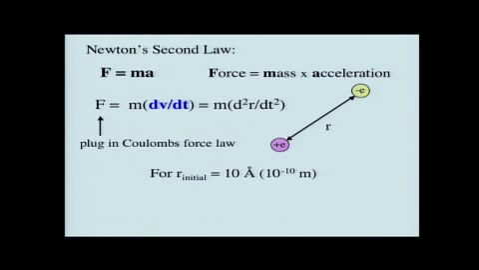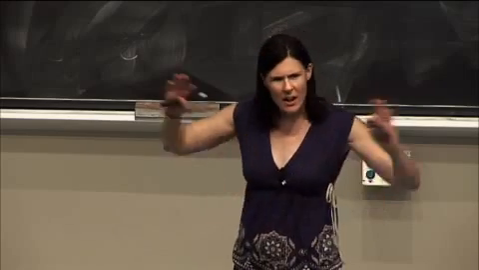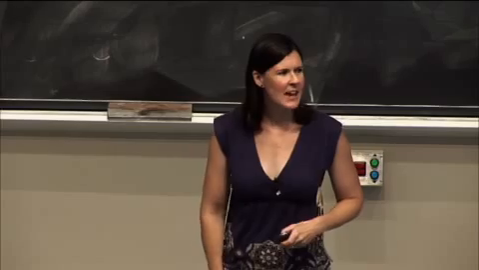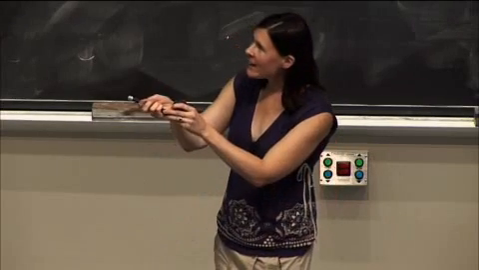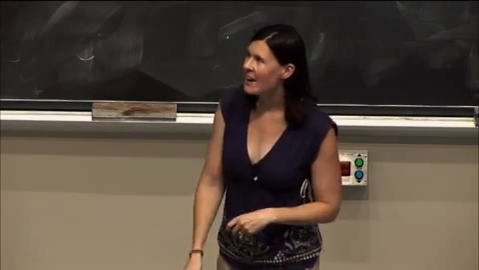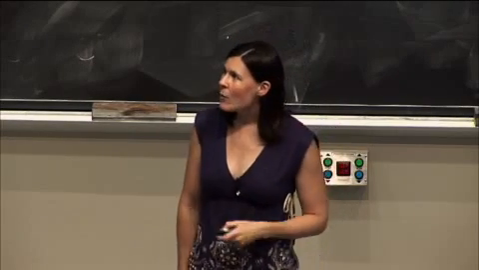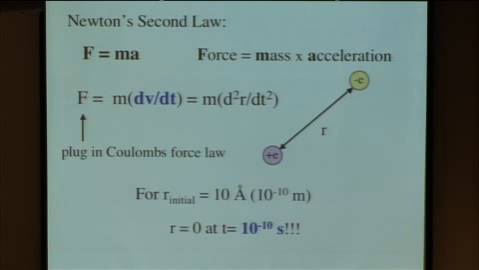And what we can do is we can start with some initial value of r, and here I write r being 10 angstroms. That's a good approximation when we're talking about atoms, because that's about the size of an atom. So let's say we start off at the distance being 10 angstroms. We can plug that into this differential equation that we'll have and solve it. And what we find out is that r actually goes to 0 at a time that's equal to 10 to the negative 10 seconds.